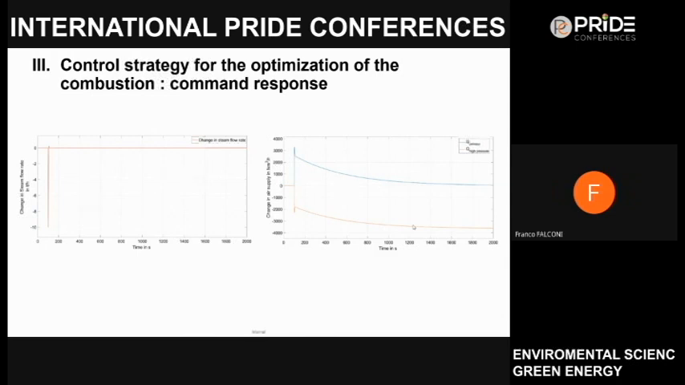And here we can see a simulation in which we created a drop in the steam production of 10 tons per hour, as we can see on the left hand side. And on the right hand side, we can see both actions. So first of all, we have the primary air that rises. So this is in order to burn more waste.